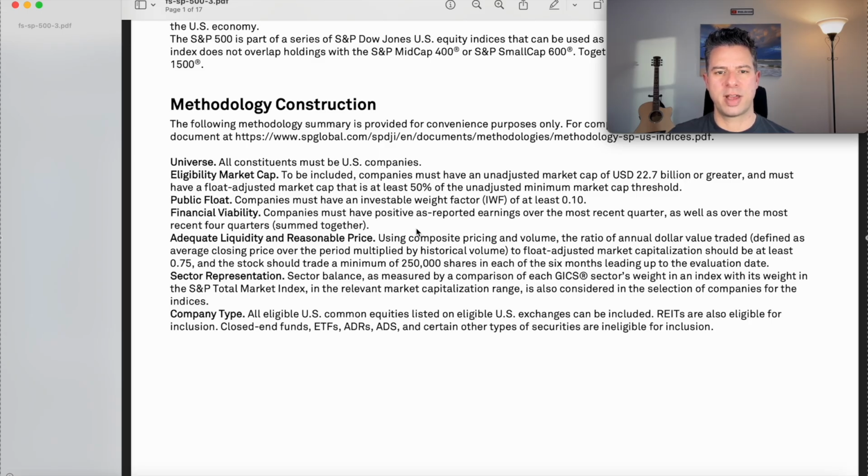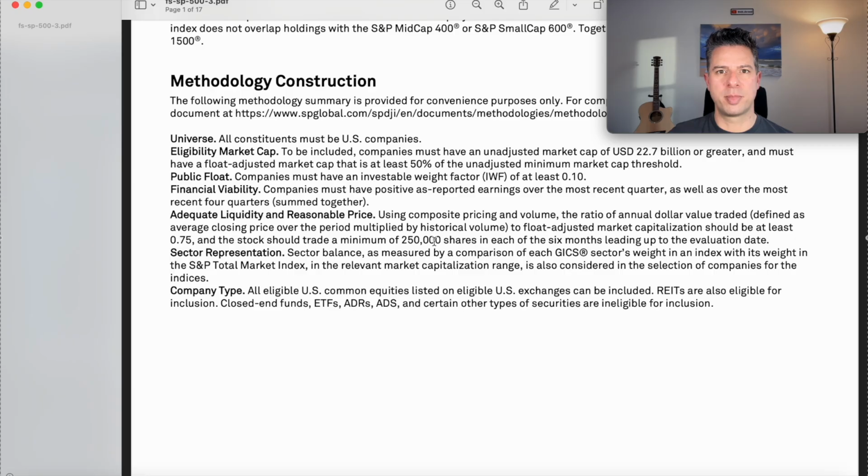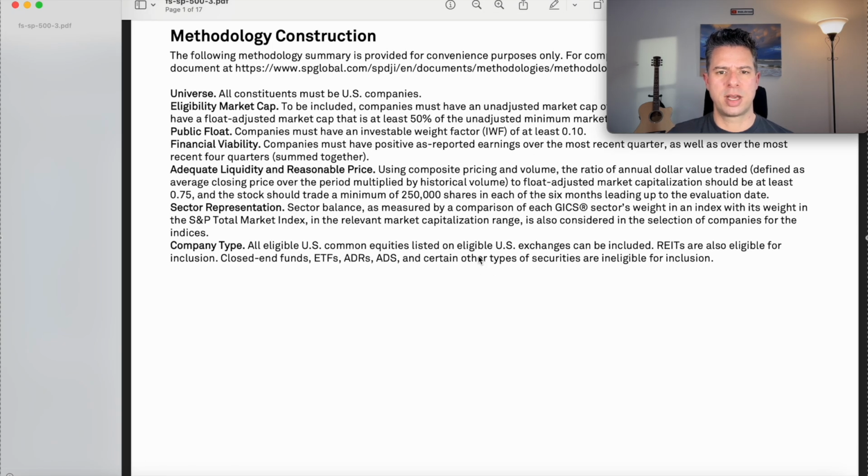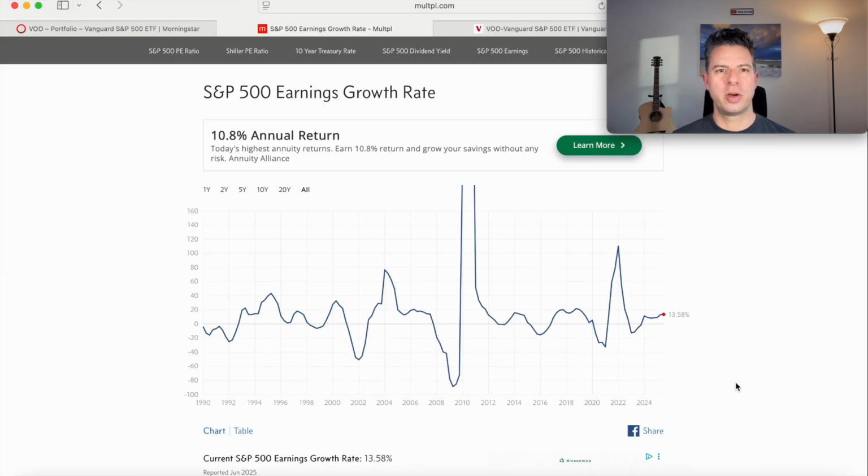Companies must have positive as reported earnings over the most recent quarter, as well as over the most recent 4 quarters, summed together. So basically, companies that actually have positive earnings and not in the early stages where they don't earn any money yet. Some things about liquidity, sector balance. So that's considered. Company types, all eligible U.S. company exchanges can be included. REITs are also eligible.